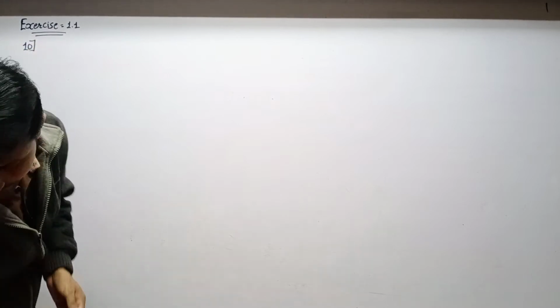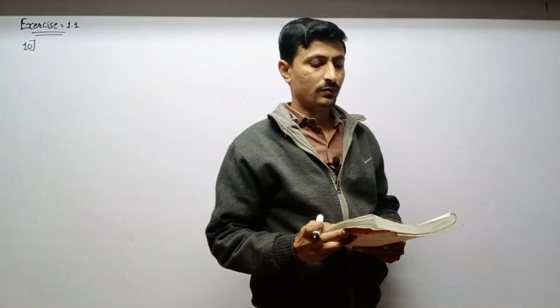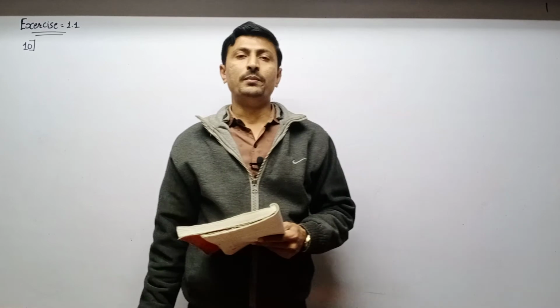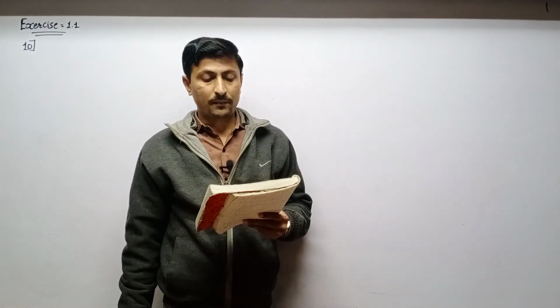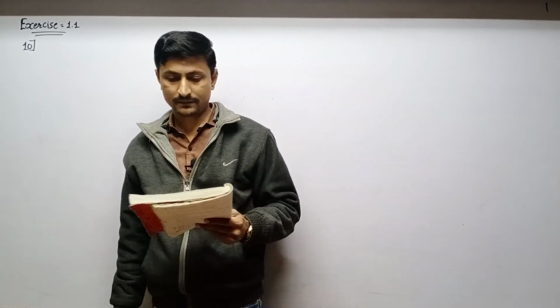Next, question number 10. Three female employees and two male employees are working in an office. Three female and two male, total five employees working in an office. One employee is selected from the employees of this office for training. So 5C1, total outcome is 5.